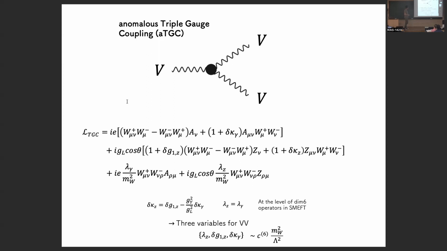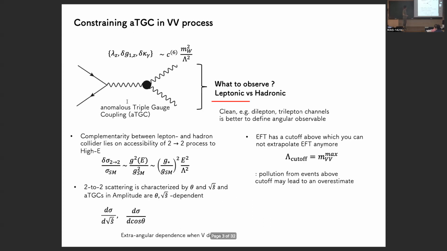And if you go beyond the dimension-6 operator, then you cannot use this relation. Actually, you have two more parameters in this anomalous triple gauge coupling.